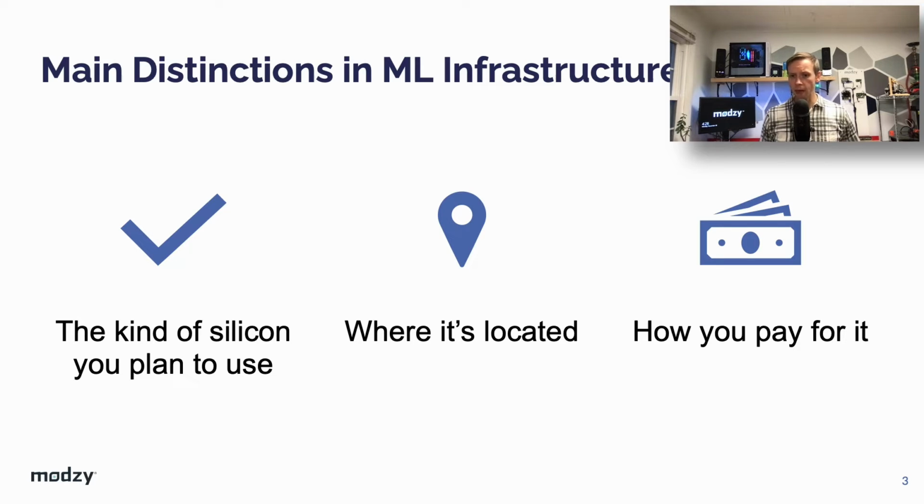And then thirdly, how do you want to pay for it? Can you spend a lot of money up front to buy it yourself so you physically own this hardware? Or does it make sense for you to kind of rent it? All these options are at your disposal. Depending on what you're trying to do with your machine learning project, you may choose one versus the other.